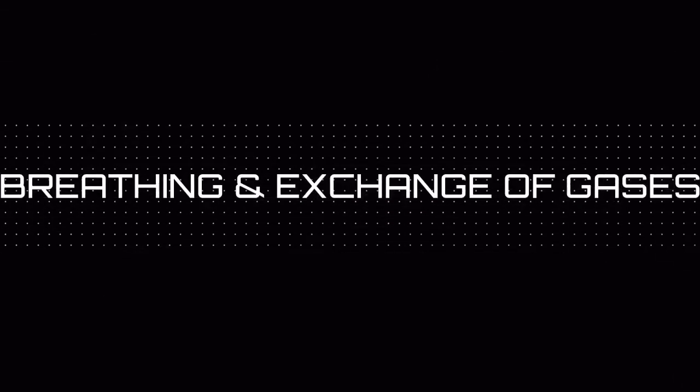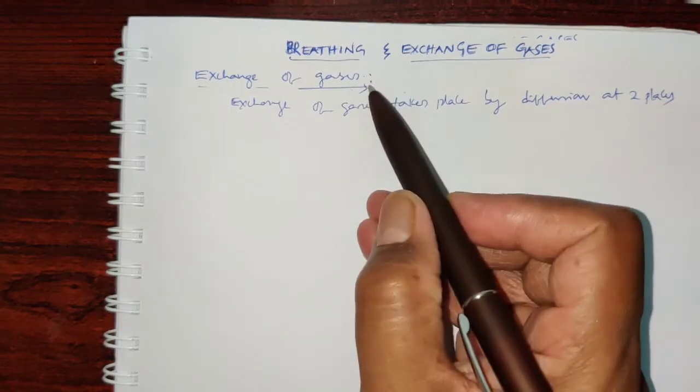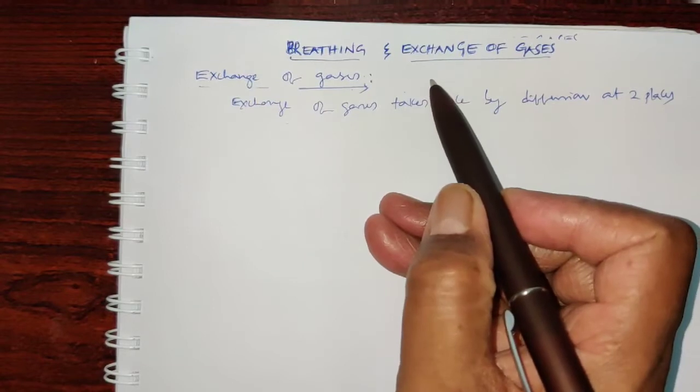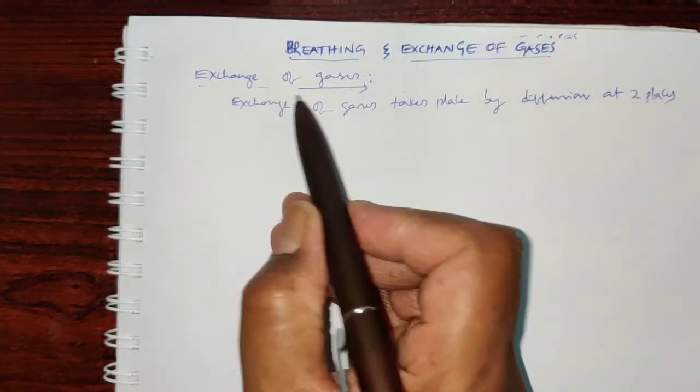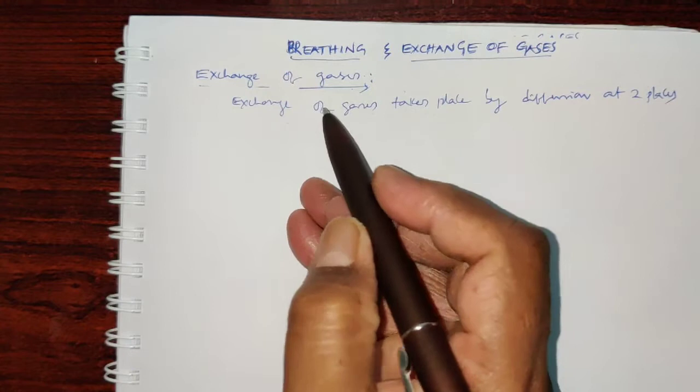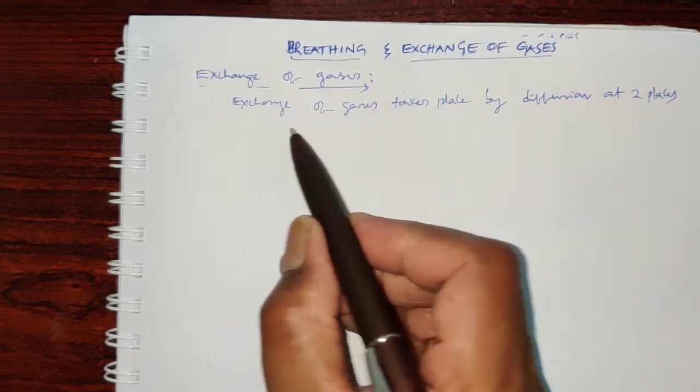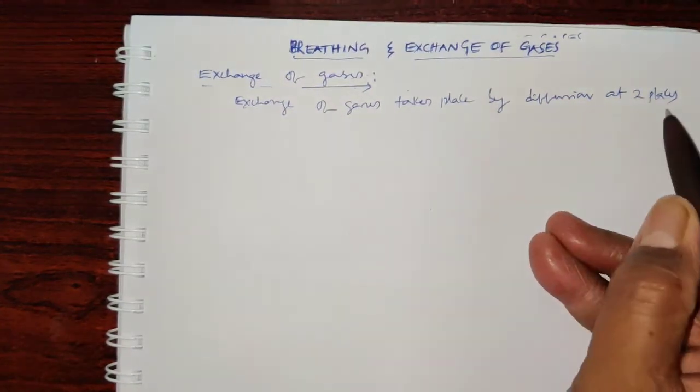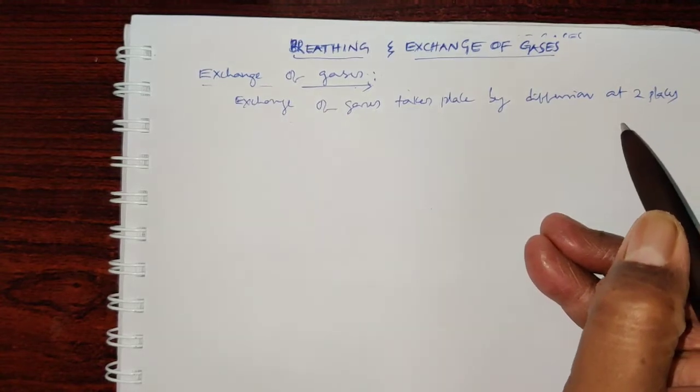Today's topic is breathing and exchange of gases. Let's now discuss breathing and exchange of gases. Now how does exchange of gases take place? The exchange of gases takes place by diffusion at two places.